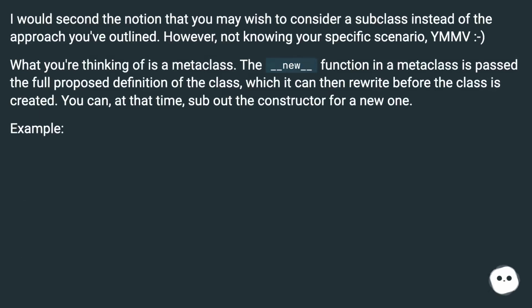I would second the notion that you may wish to consider a subclass instead of the approach you've outlined. However, not knowing your specific scenario, YMMV :). What you're thinking of is a metaclass. The __new__ function in a metaclass is passed the full proposed definition of the class, which it can then rewrite before the class is created. You can, at that time, sub out the constructor for a new one. Example.